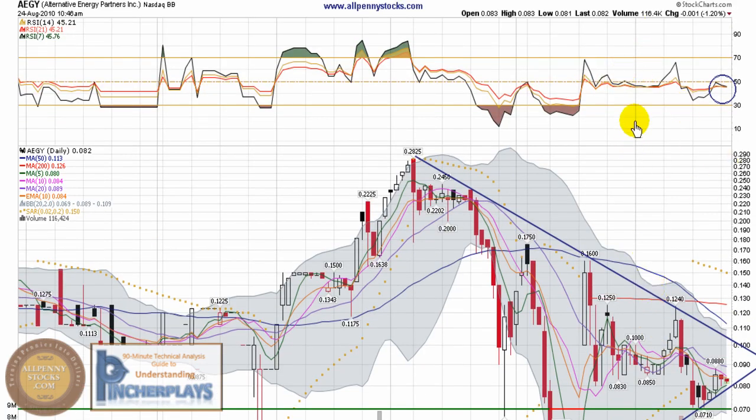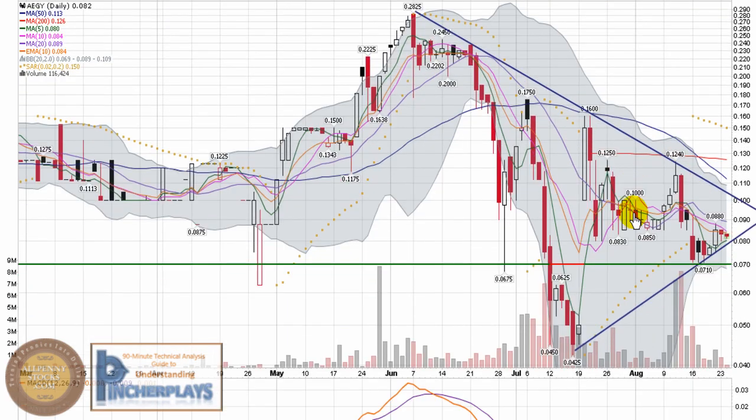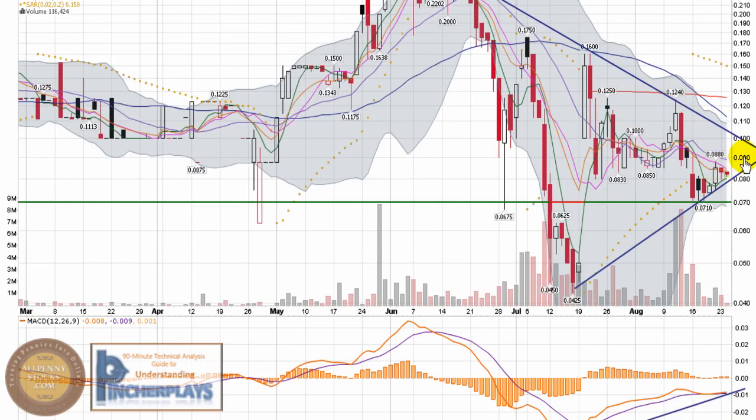Volume is still a little low. This is intraday on this. We're not even at 11 o'clock yet, so it's still got time to pick up in volume. 116,000 is not terrible for volume as far as liquidity. That's not a bad thing, but we need to hold this trend line, and we need to test some of these moving averages.